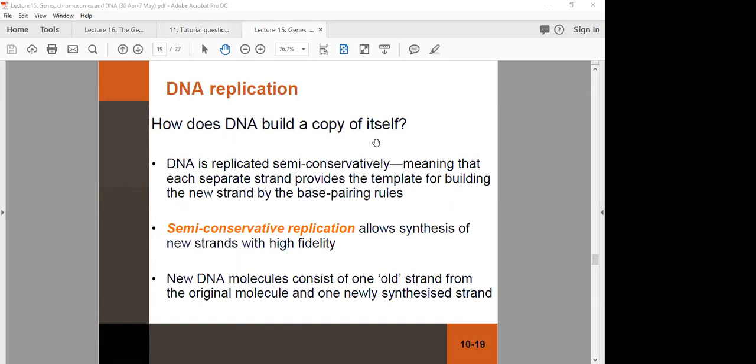Okay, so how does DNA build a copy of itself before the cell divides? DNA is said to be replicated semi-conservatively, meaning that each separate strand of DNA will provide the template for building the new strand. And this is possible because of the base pairing rules. Semi-conservative replication allows the synthesis of new strands of DNA with high fidelity. New DNA molecules consist of 1 old strand from the original molecule of DNA and 1 newly synthesized strand.